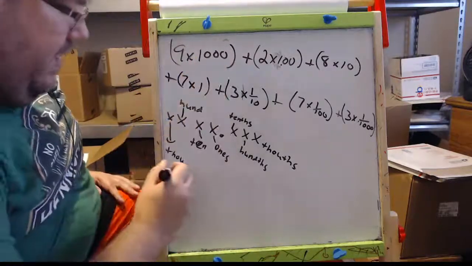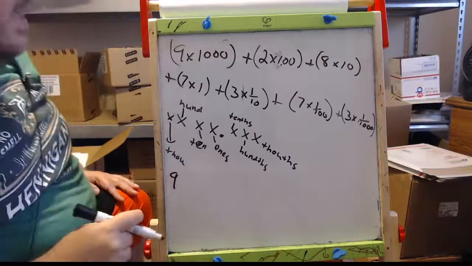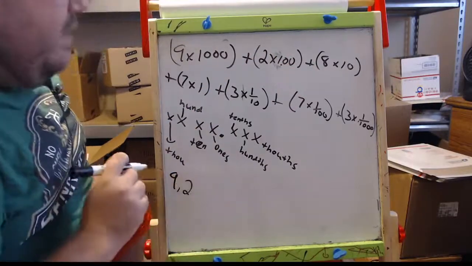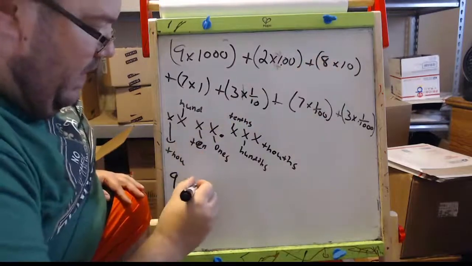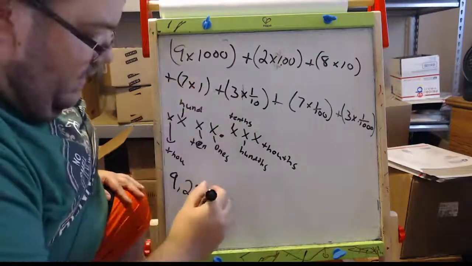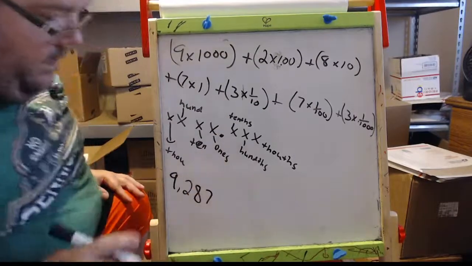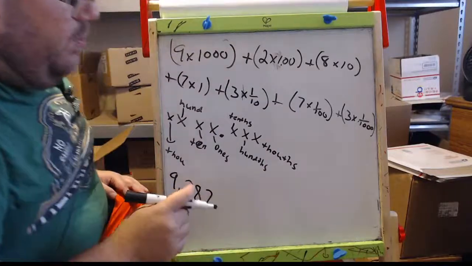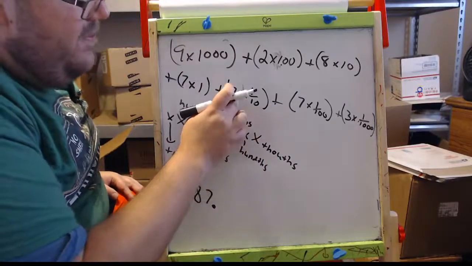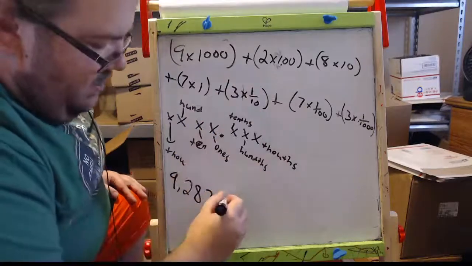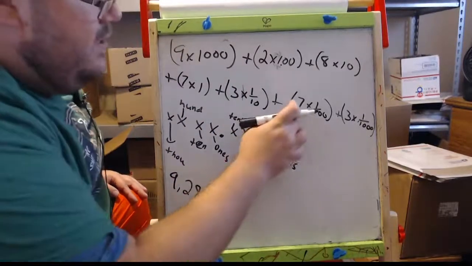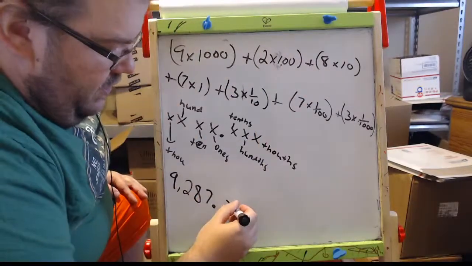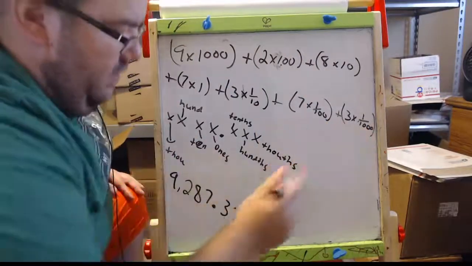So 9 times 1,000, we're going to start here. That's a 9. 2 times 100 goes here, so 9,200. The tens spot is 8, and the ones spot is a 7. Then put your decimal point in. I've got my tenths spots. 3 times 1/10 is 3 tenths. 7 times 1 over 100 is 7 hundredths. And then 3 times 1 over 1,000.